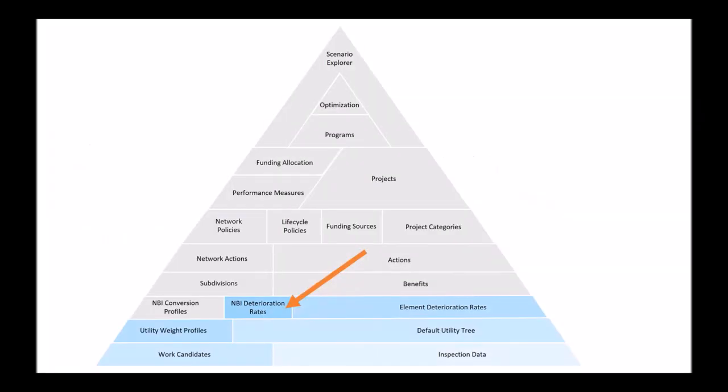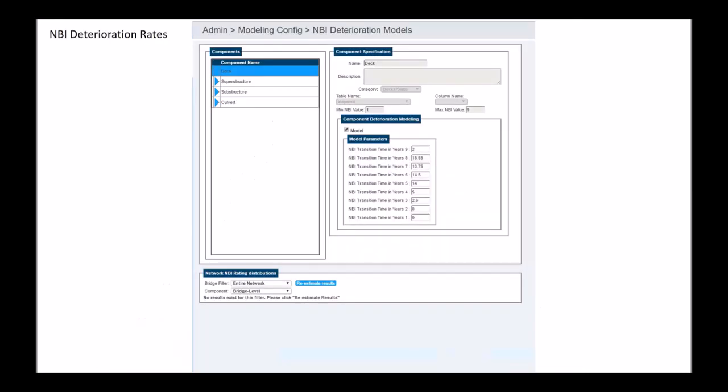Okay, continuing on the same level of deterioration rates, let's talk about the various ways that the software can determine future NBI values. At later points in the configuration process, we'll set some triggers for actions based on the NBI values. There are two ways to determine those future NBI values. The first is based on the time in a condition state. We call that NBI deterioration, that's what's shown here, or converting the deteriorated elements to an approximate NBI value. That's NBI conversion, which we'll discuss in a minute.